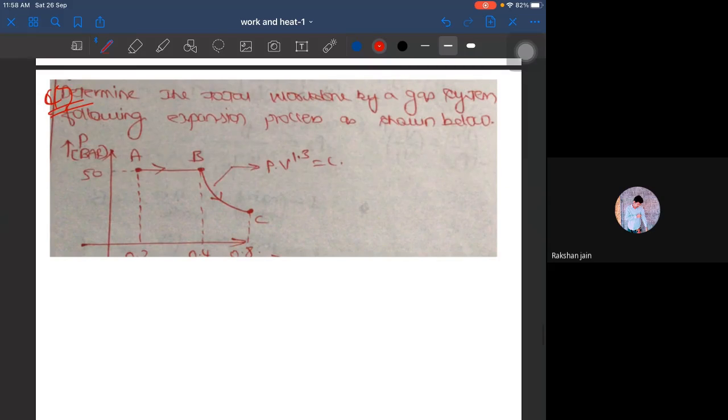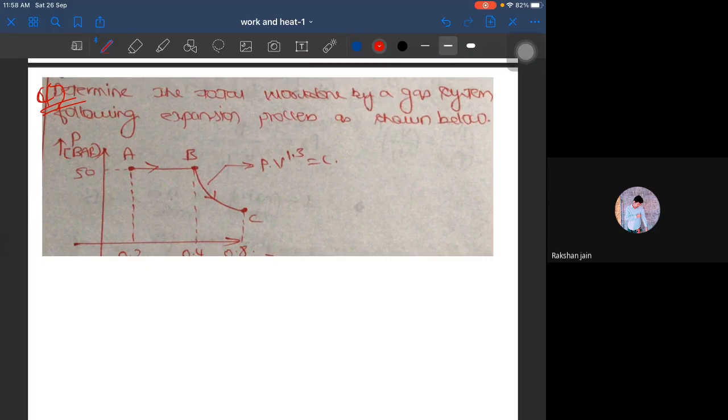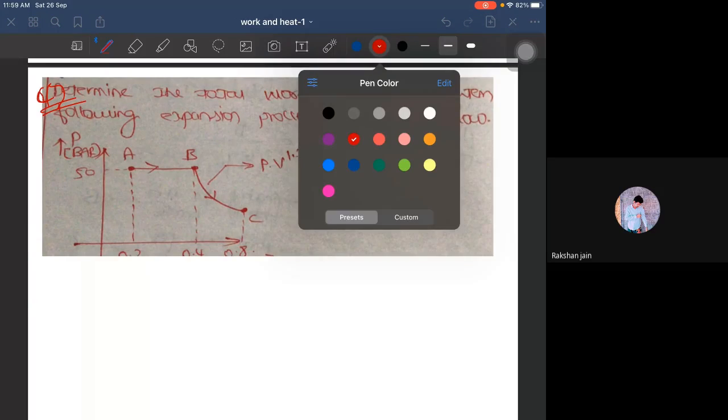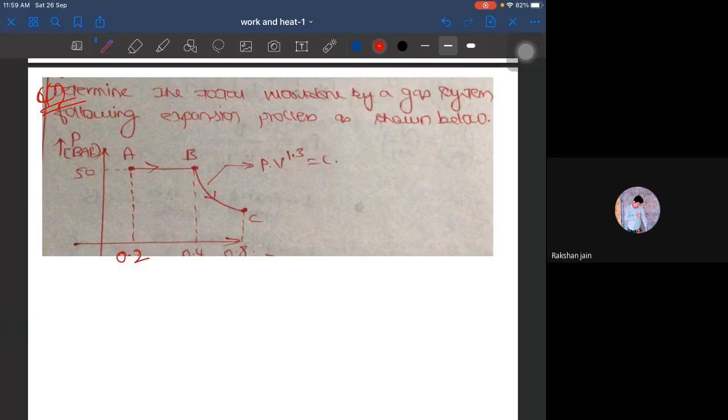Determine the total work done by a gas system following an expansion process shown in the below figure. So okay, this has been washed away. Okay, I will write it here. So it is 0.2, 0.4, and 0.8. Okay, so here, how many of you say that I can solve this problem, sir? How many of you say, no, sir, I am not getting how to do it, just by looking at the problem? Anyhow, I'll be explaining you.